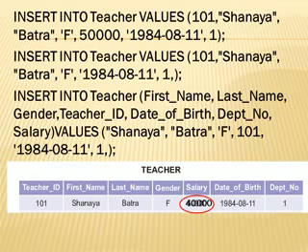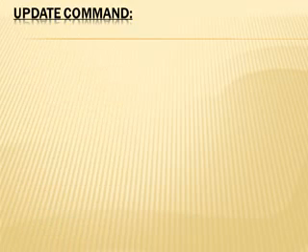But if you are using the third command, you can use the attribute names and then assign the values accordingly. So this is the difference between the first and third. Now coming to the next command. The next command is the update command.